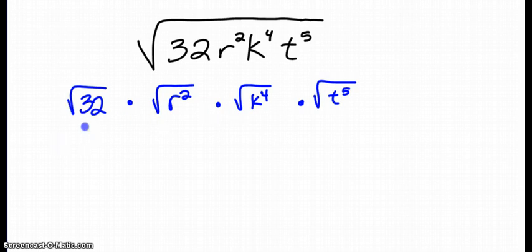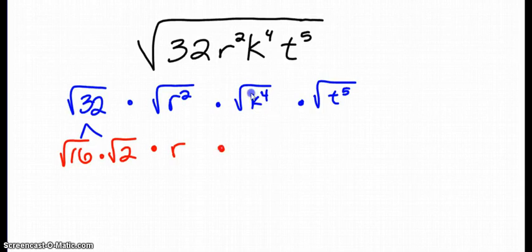So let's start with root 32. Again, perfect square factor, root 16. Since this is an even exponent, the square root of it would just be to cut it in half. So that would be r to the first, or just r. So that is a perfect square. Same goes for root k to the fourth, because k to the fourth is k squared times k squared. So the square root of k to the fourth is k squared.